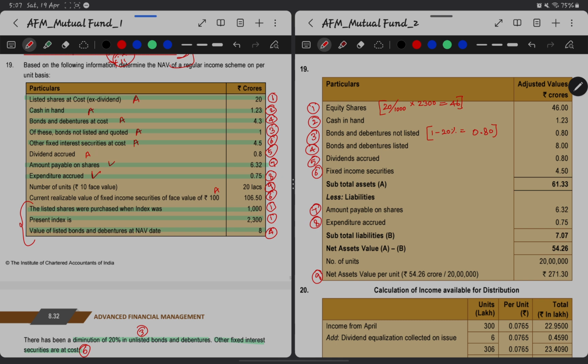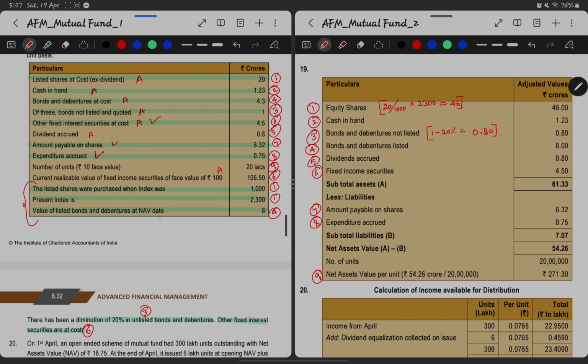Then bonds and debentures listed are there. If we see, they've given the value of listed bonds and debentures at NAV 8, so we will be taking that 8. And then the next asset is dividend accrued, which is 0.8. And then we have fixed income securities, the next asset here. They have given a realizable value of fixed interest security also, but we have to consider only cost. This is because of the additional information given below. Other fixed interest securities are at cost only, so we should not consider this realizable value. So cost is 4.5, hence 4.5. So the total asset value is coming up to 61.33 crores.